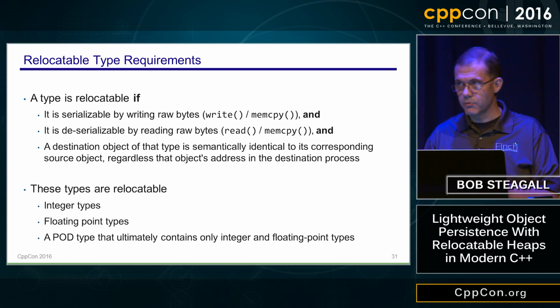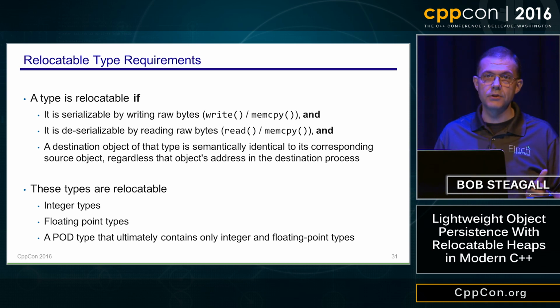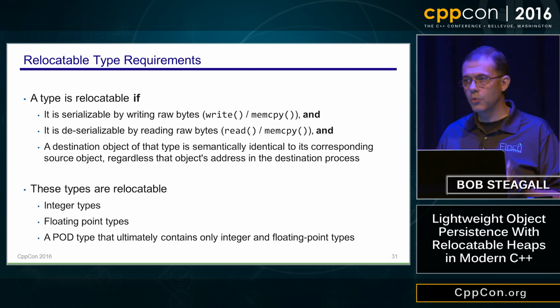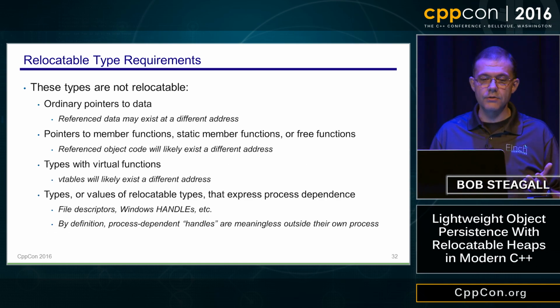So what kind of types are relocatable? Well, it's pretty straightforward. Integer types and floating point types. Also, POD types, which, when unwrapped, ultimately contain only integer and floating point types. Everything else is not relocatable. Well, let's look at a few cases.